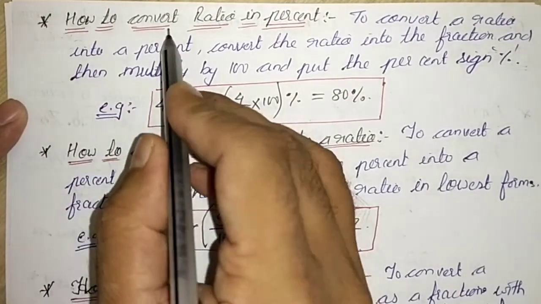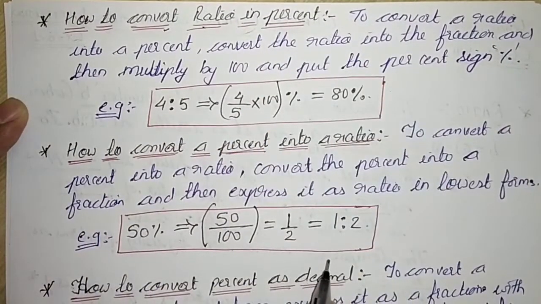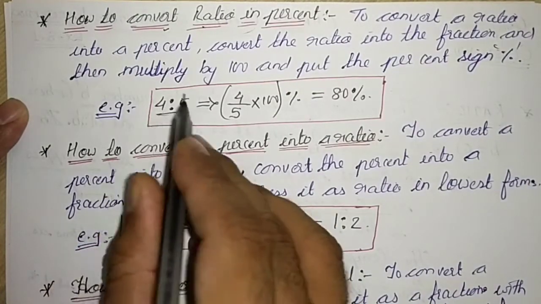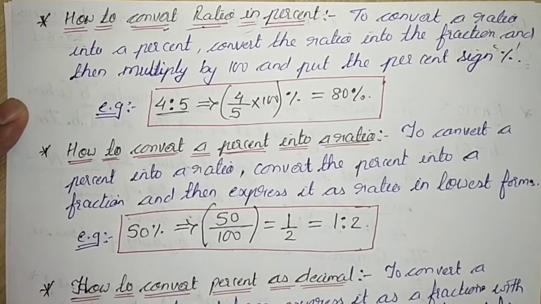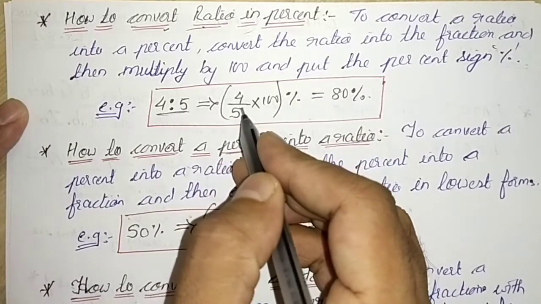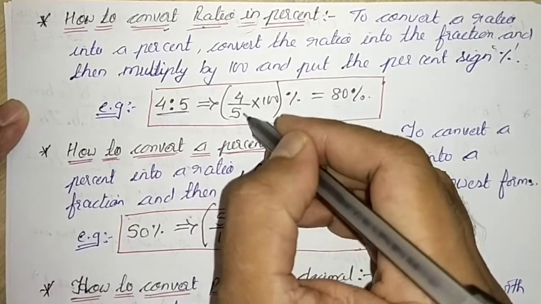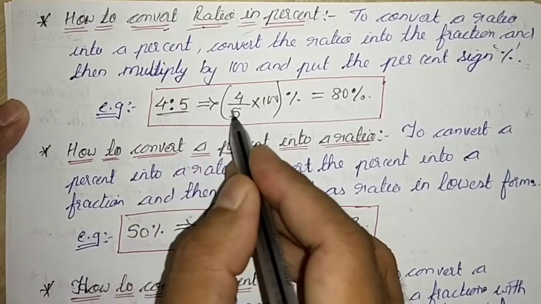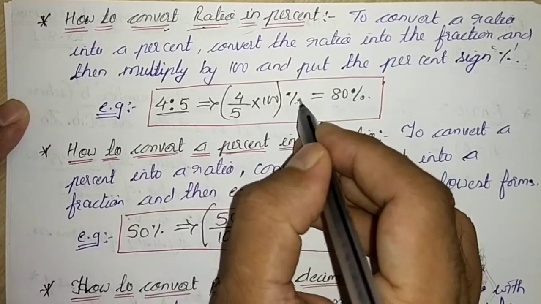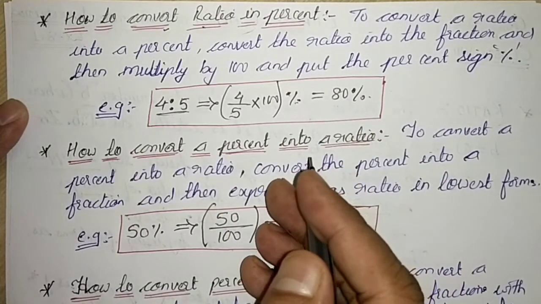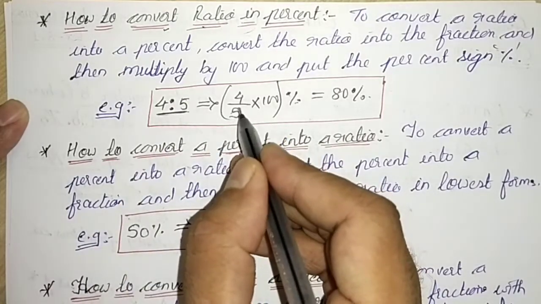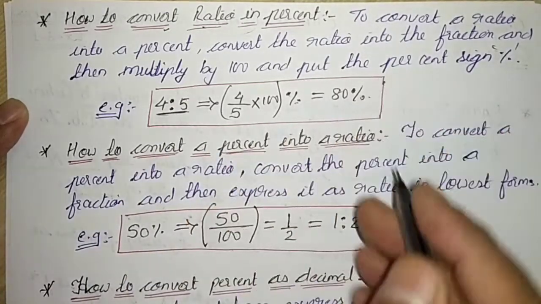Now, how to convert a ratio into percentage form? If they have given you the ratio form and they told you to convert this ratio into the percentage form, how will you convert? You will convert the ratio into the percentage form by keeping it in the fraction form, that is 4 divided by 5, multiply it by 100 and then put the percentage sign. Same as the fraction, but first we have to remove this ratio sign. We will take it as division, 4 divided by 5.